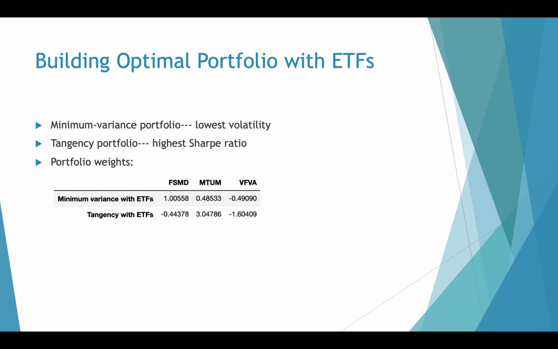And now we will build optimal portfolios. We have built two types of portfolios. The minimum variance portfolio will give investors the lowest volatility, and tangency portfolio will provide investors the highest Sharpe ratio. The weights of each ETF in the two types of portfolios are shown in the table.